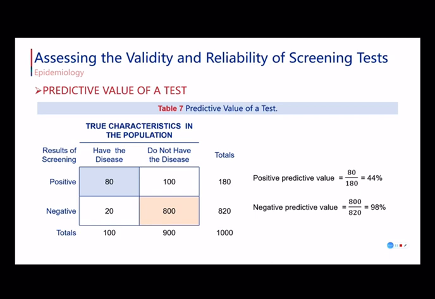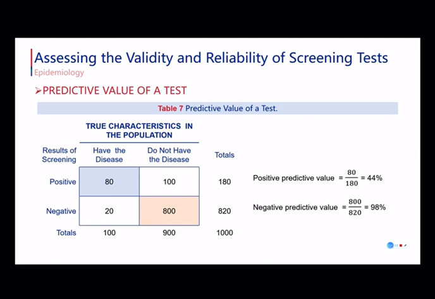Let us return to the example shown in Table 1, in which a population of 1,000 persons is screened. As seen in Table 7, a 2 times 2 table shows the results of a dichotomous screening test in that population. Of the 1,000 subjects, 180 have a positive test result. Of these 180 subjects, 80 have the disease. Therefore, the positive predictive value is 80/180ths, or 44%.